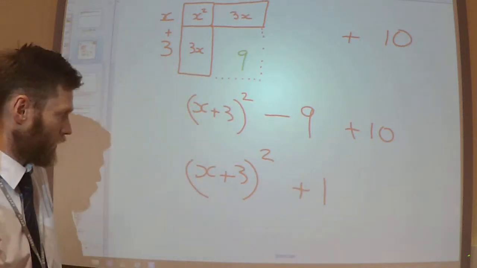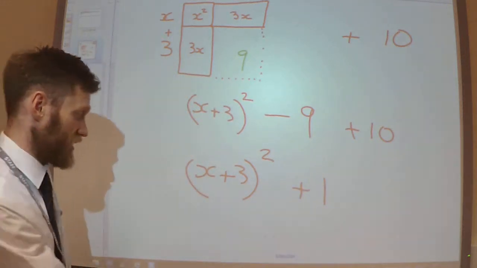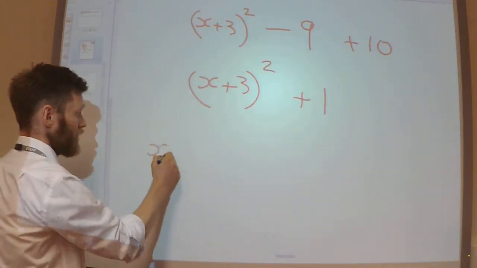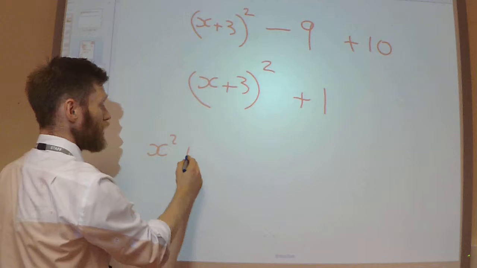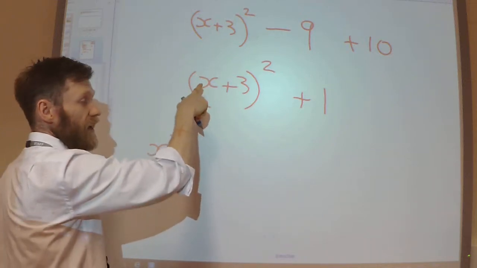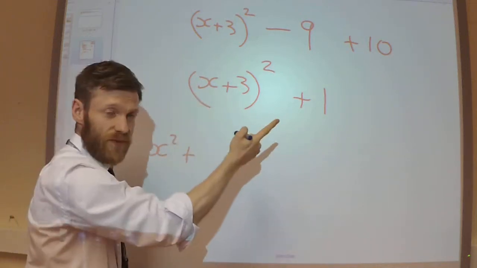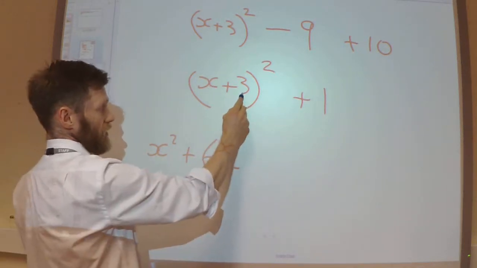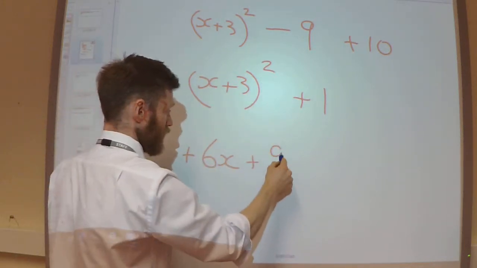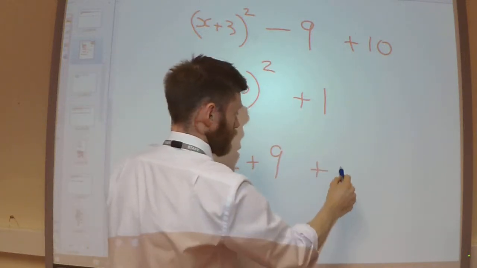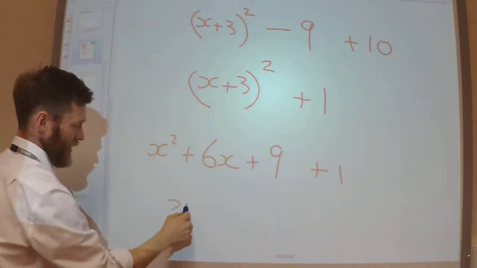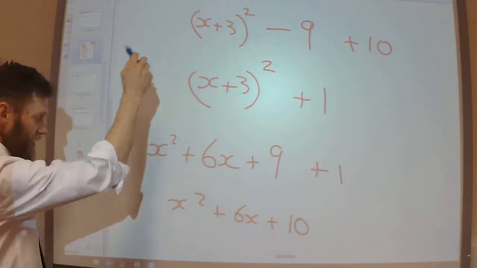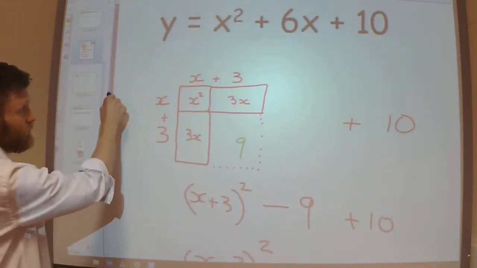like so. And just to prove it's the same thing, if we expand out these brackets, we get x squared plus 3 times x is 3x. We'll have 2 of those because of the 2 sets of brackets, that gives us 6x. The 3 squared is 9 plus the 1. So we'll get x squared plus 6x plus 10, which is the same thing as what we started with.